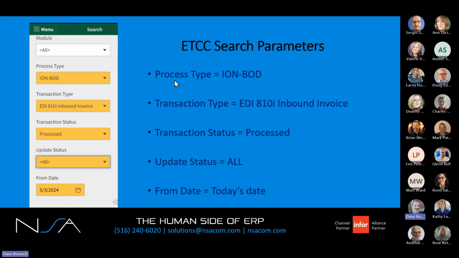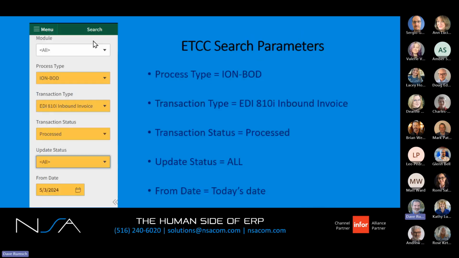When you come in here, you're going to change the process type to ION BOD. The transaction type, you're going to drop down and select the EDI810 inbound invoice. You're going to look for process transactions, and you're going to look at everything that came in. This date, I usually let it default to today's date. However, because invoices come in overnight from vendors and they might come in at 11 p.m., you might decide to change the from date to yesterday. It will default to today.